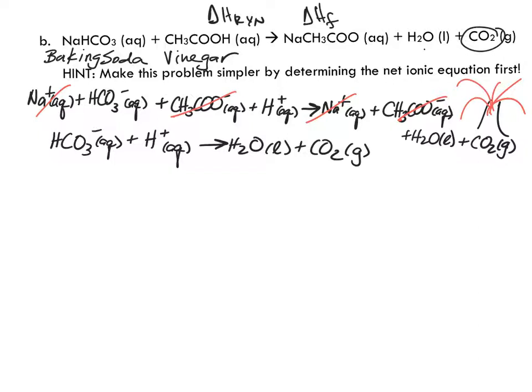All right, so now you can go to the back of your textbook and look up all the necessary delta H's of formation. For bicarbonate ion, it's negative 692. For H plus aqueous, it's actually 0. Water, liquid, make sure you get it in its liquid form, is negative 285.8. And carbon dioxide is negative 393.5. And these are all in kilojoules per mole.